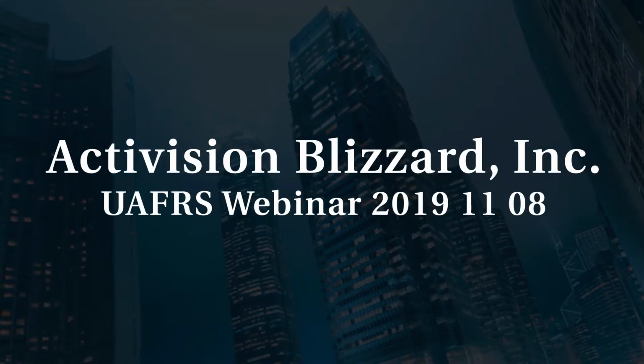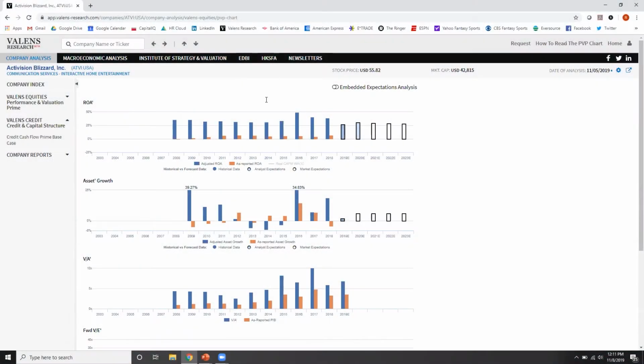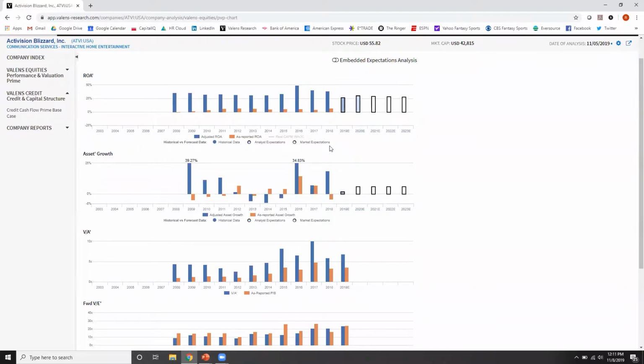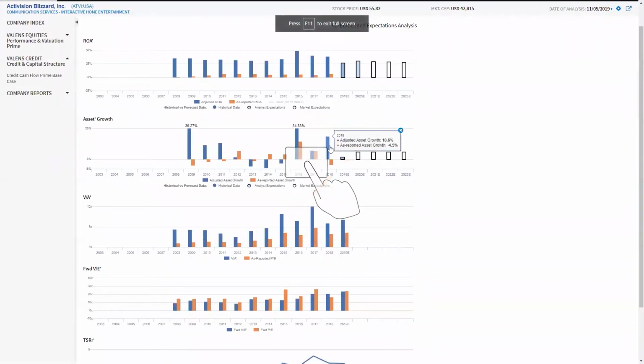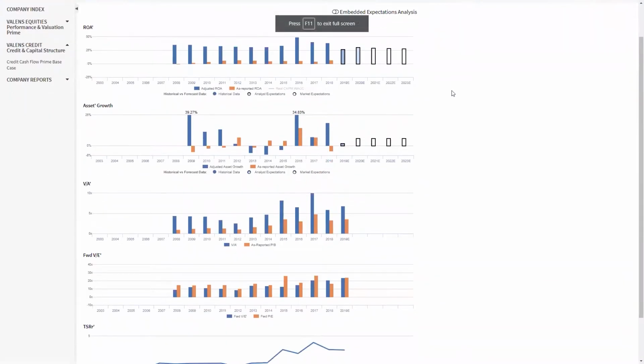The first company that we looked at was Activision. One of the reasons why we highlighted Activision is if we look right here, when you're looking at these charts, this is what we call the performance and valuation prime chart. What I'm going to do here is take this full screen, so we can actually see everything at once.